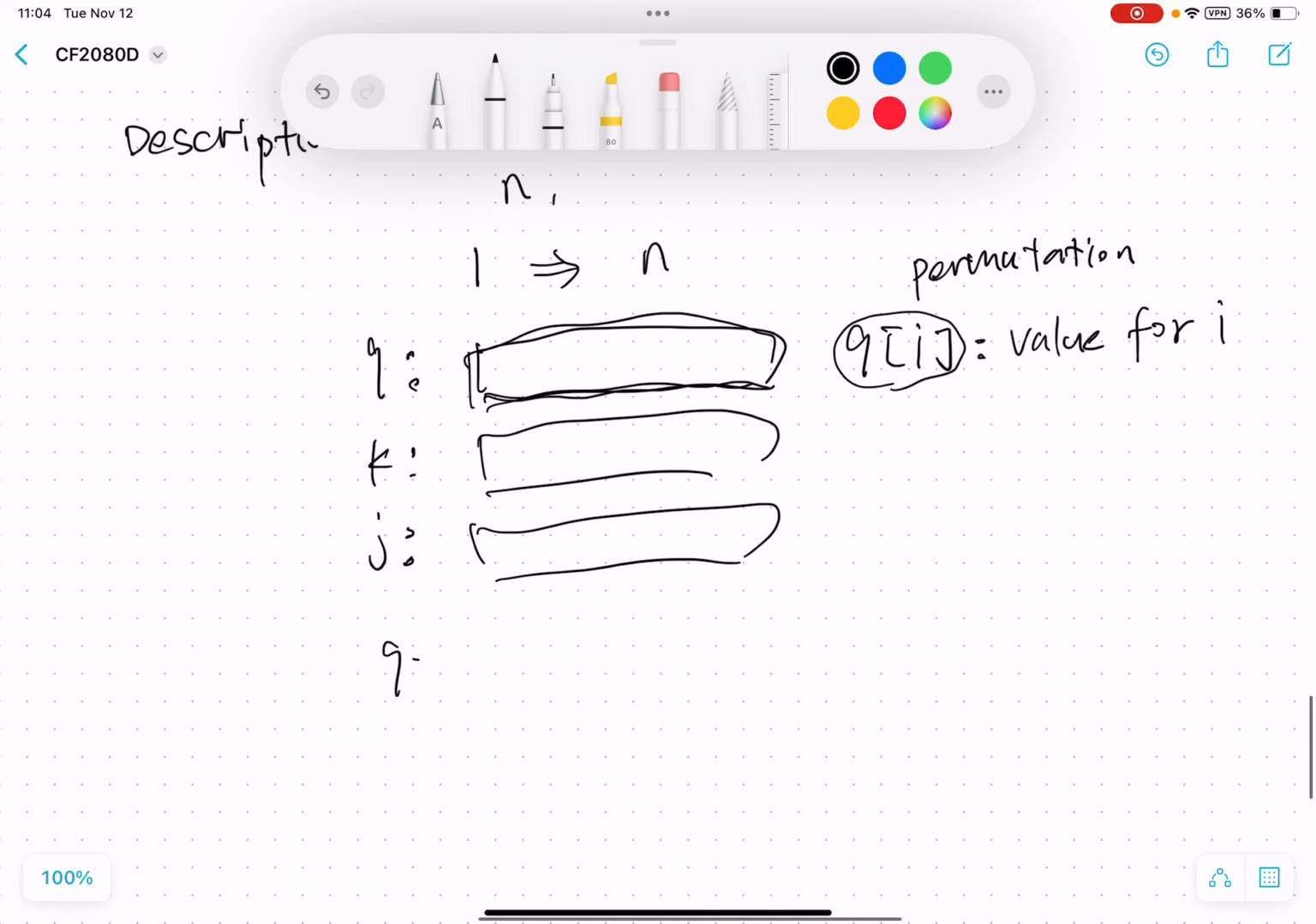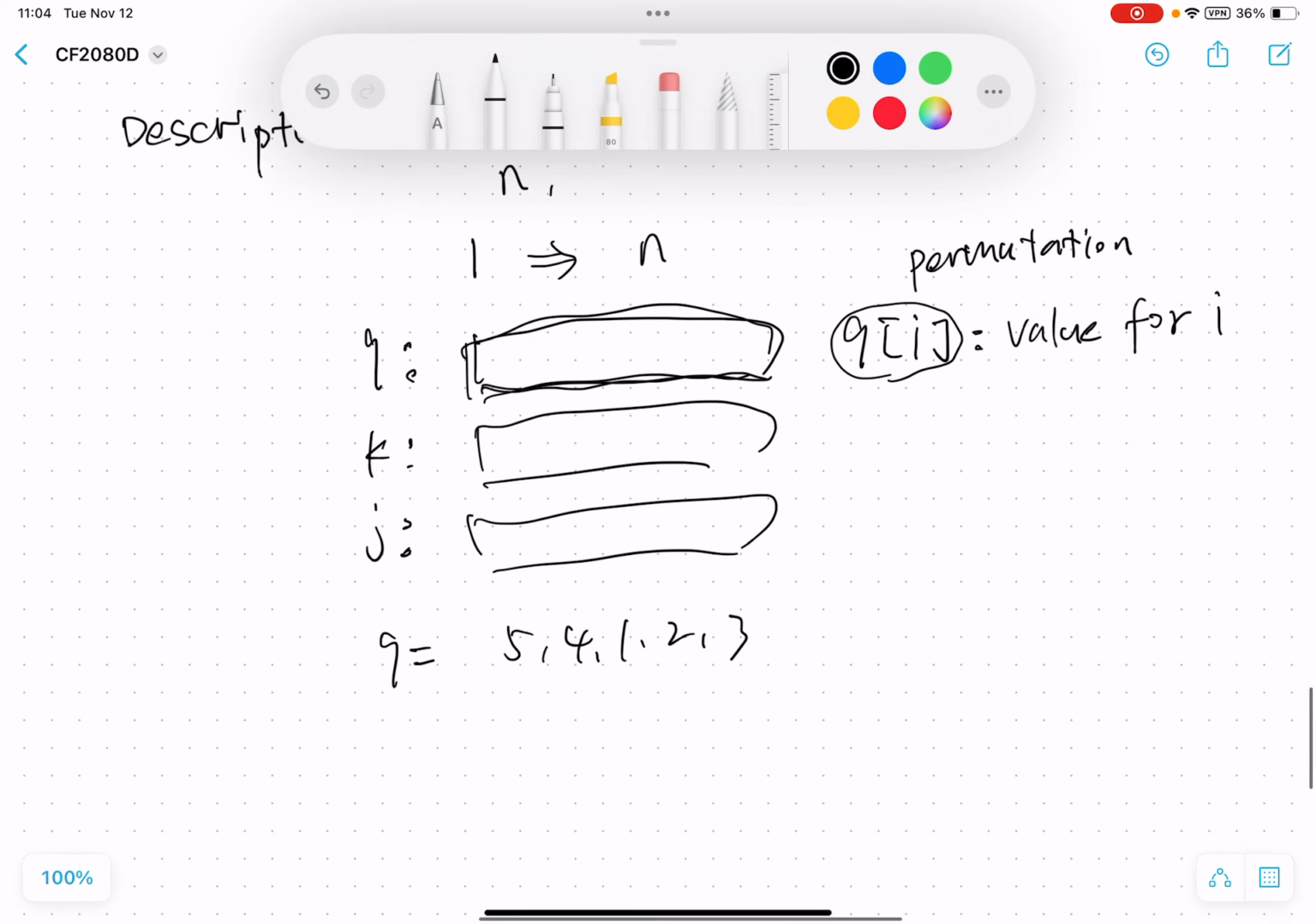For example, if Q equals 5, 4, 1, 2, 3, that means he thinks the value of the first card is 5 and the value of the second card is 4. So he prefers to exchange the second card for the first card, because the first value is larger than the value of the second. In addition, 5 is the most valuable card and the third will be the least valuable card among all cards.